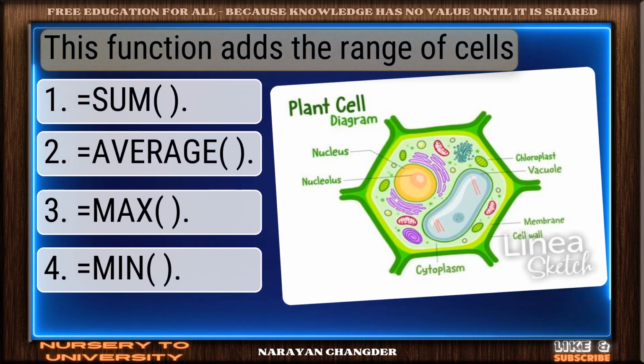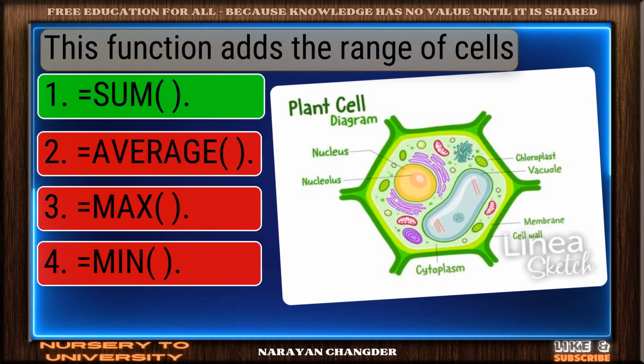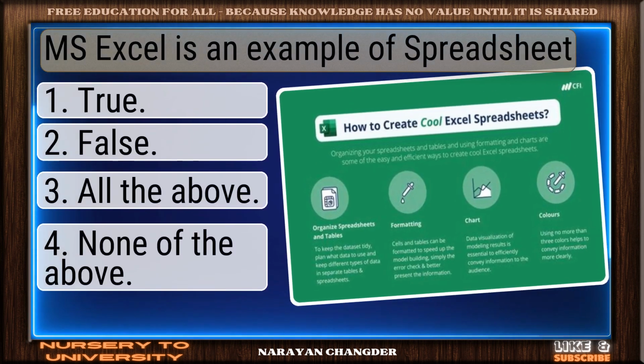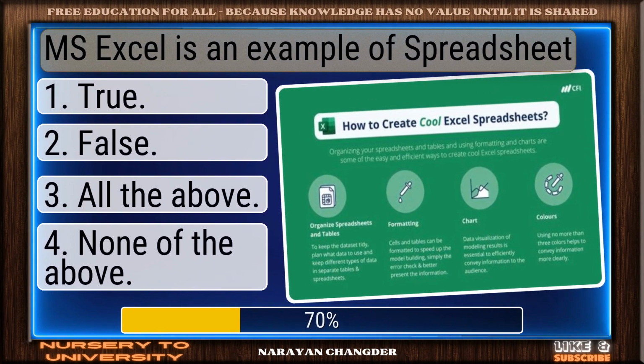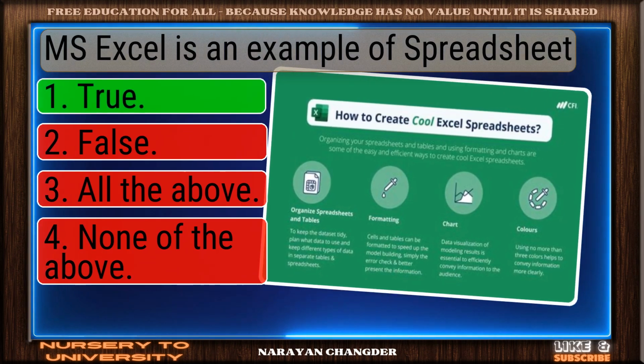This function adds the range of cells. Perfect. Equal to SUM is the correct choice. Ms Excel is an example of spreadsheet. Well reasoned. True is the correct choice.